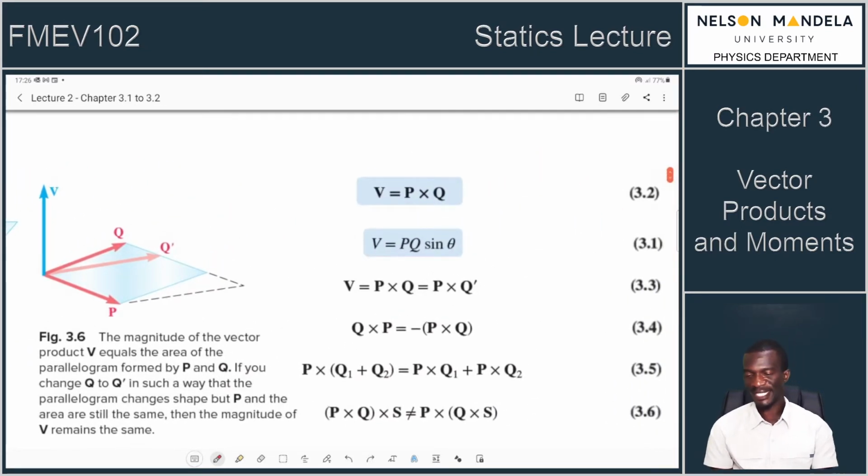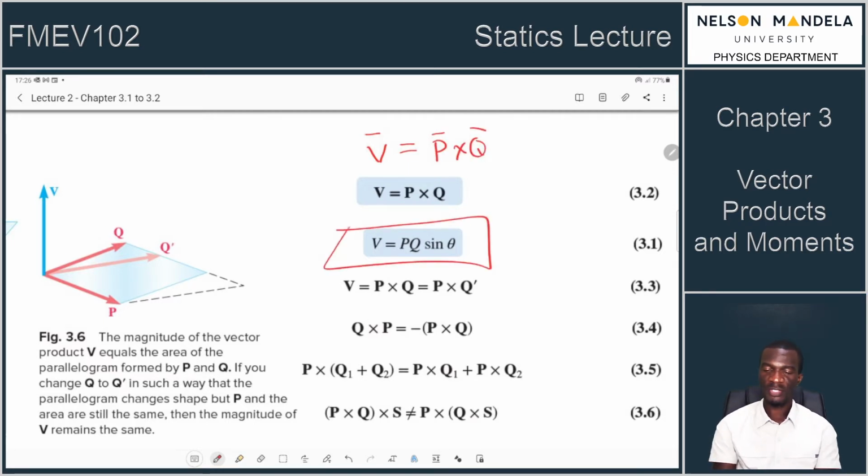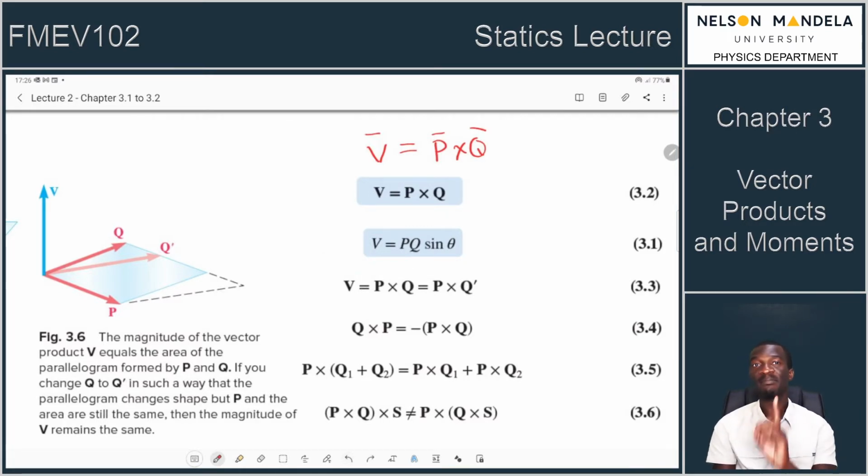So by definition, we've got some interesting equations here. The product of the vector is given by P cross Q. So we can write this as the non-typed version of your vector products, which is P cross Q. And the magnitude, we have defined it already. Remember that the angle is the smaller angle between the two.